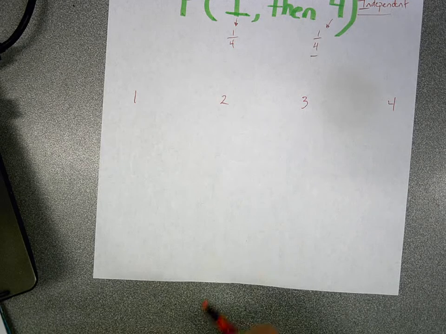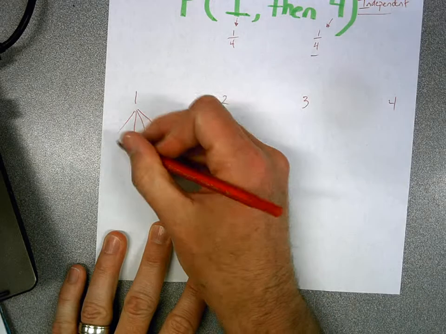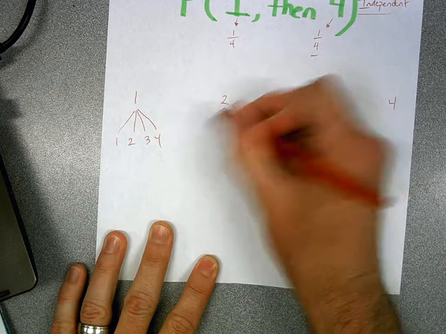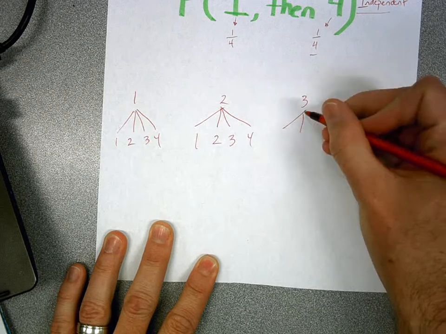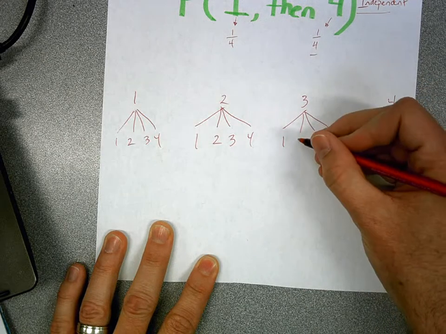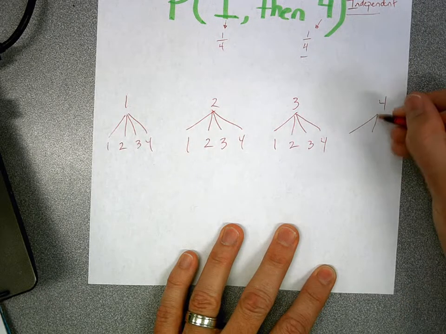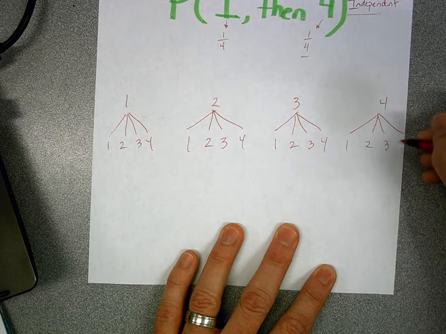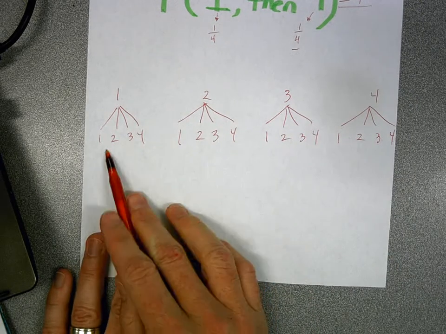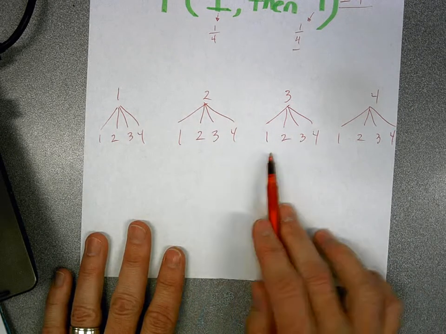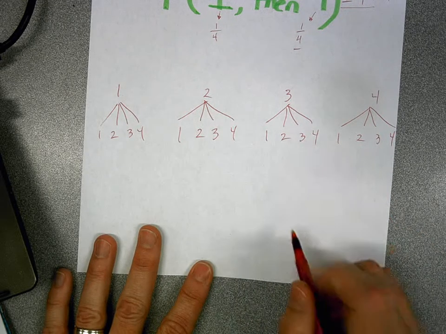1, 2, 3, 4. It's the 4 branches, right, coming off. So 1, 2, 3, 4. Guys, 1, 2, 3, 4, 5, 6, 7, 8, 9, 10, 11, 12. How many total outcomes are there? 16 possible outcomes.